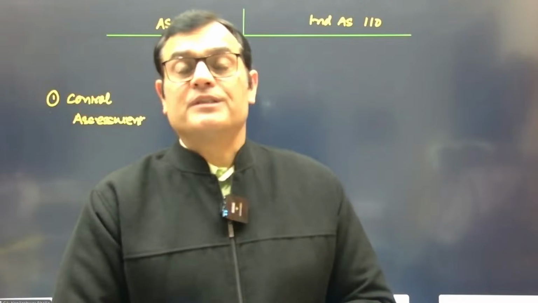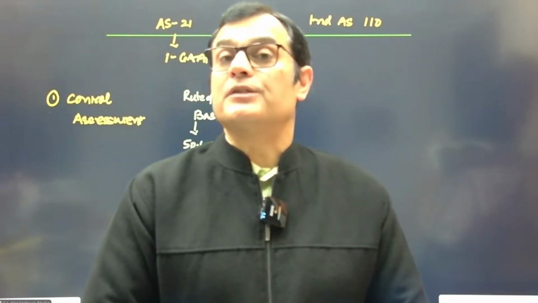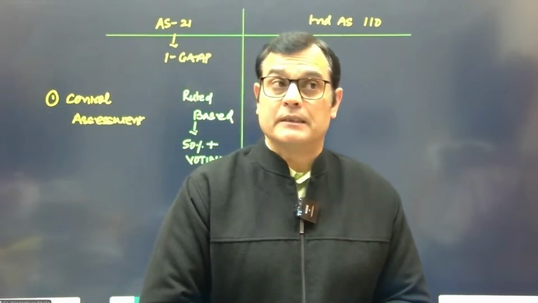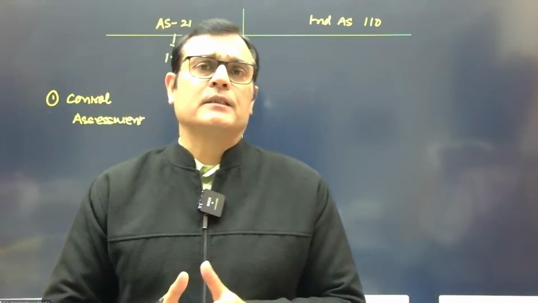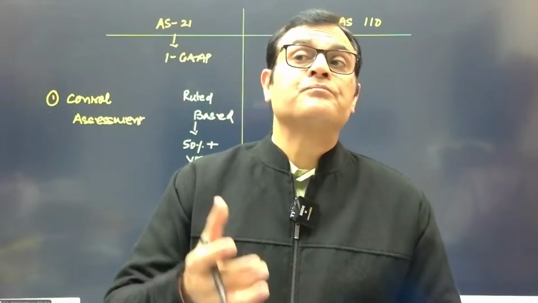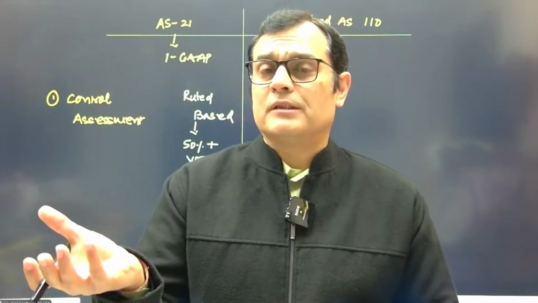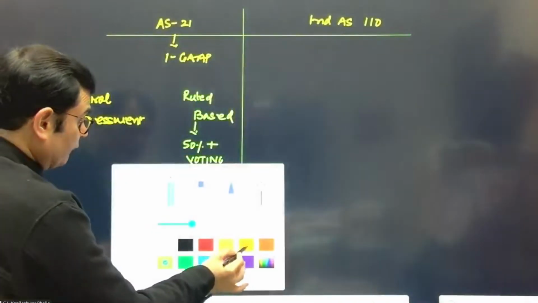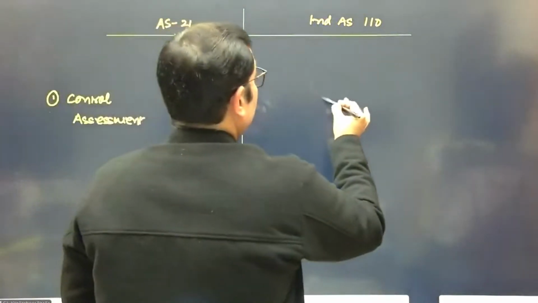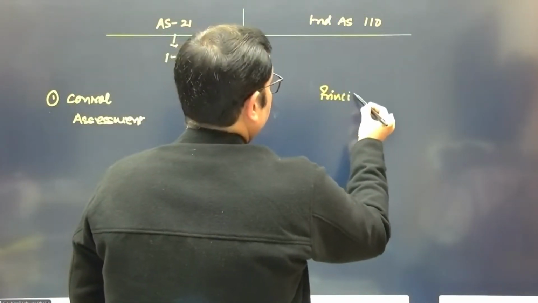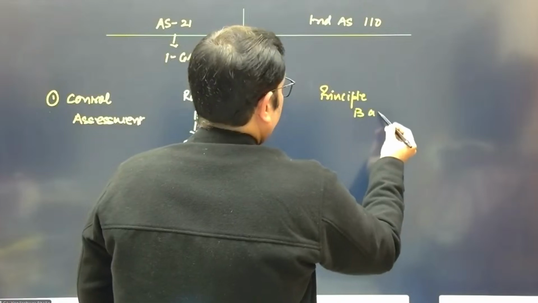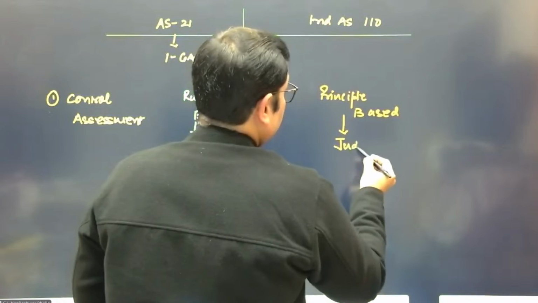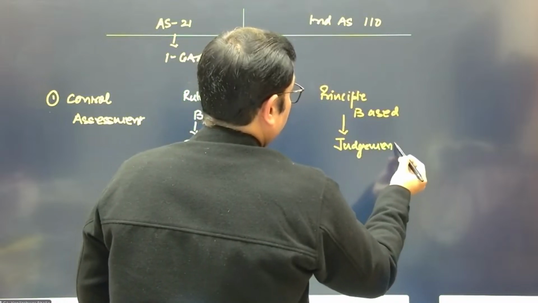But as far as Index 110 is concerned, the control assessment is not at all a rule-based assessment. It does not depend typically upon a percentage. Yes, the chances are bright that if you get more than 50% voting power, you would prove that there is control, but it is not a rule-based assessment. So in terms of Index, I would say it is largely a principle-based assessment. And here, when I say principle-based assessment, it involves a lot of application of judgment.